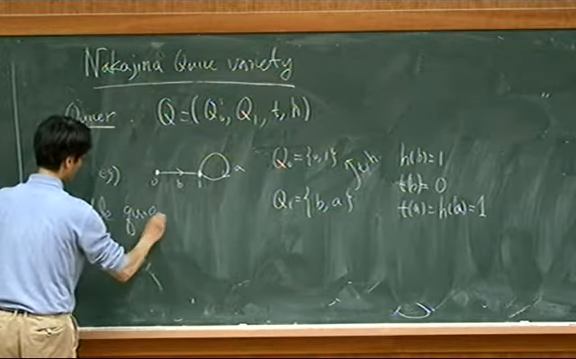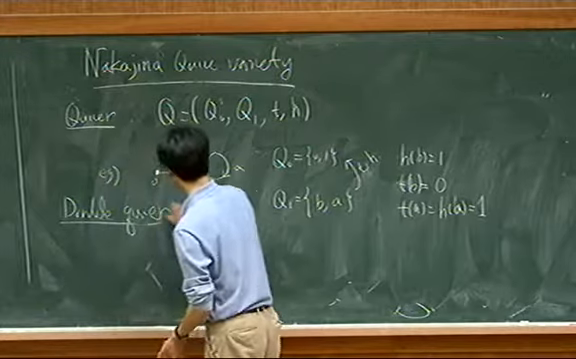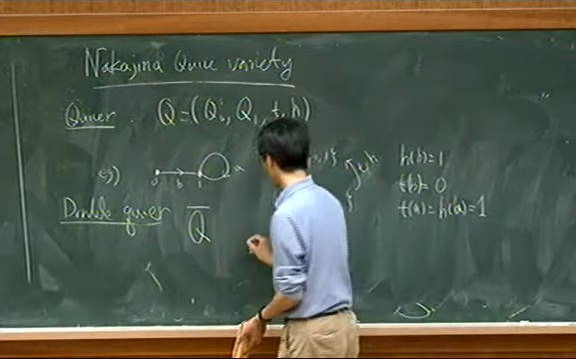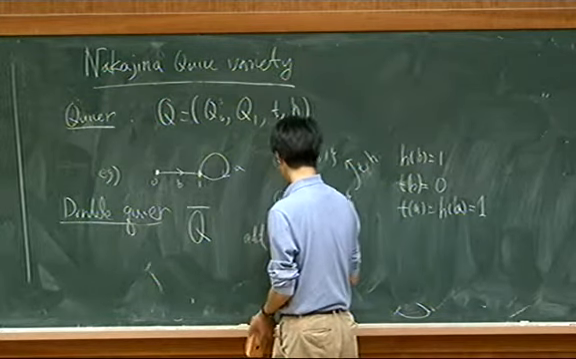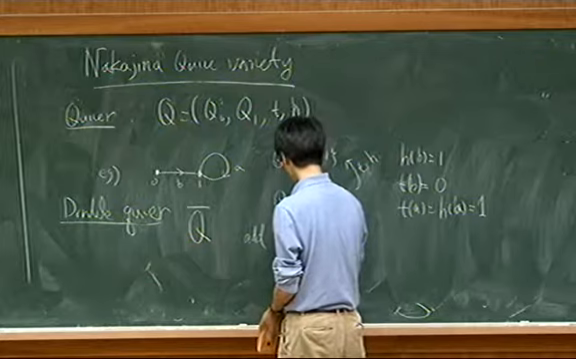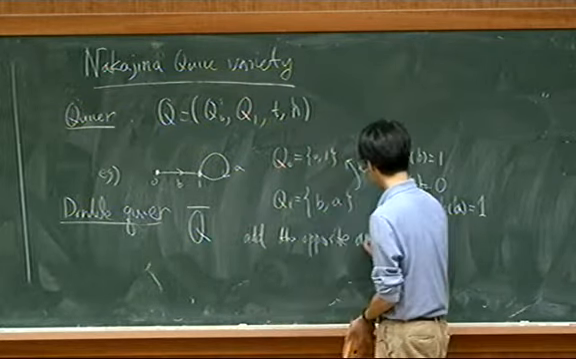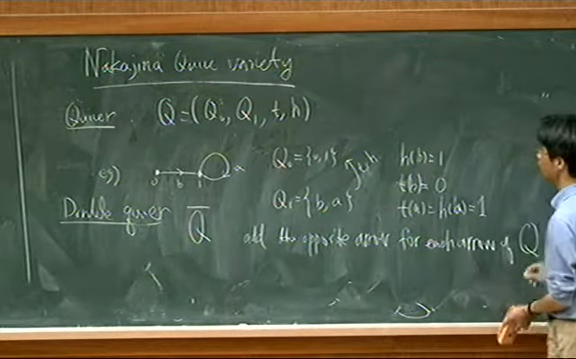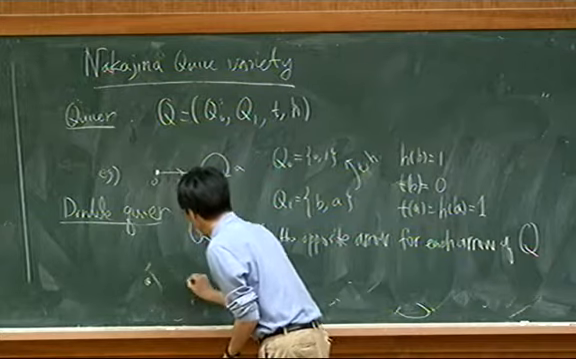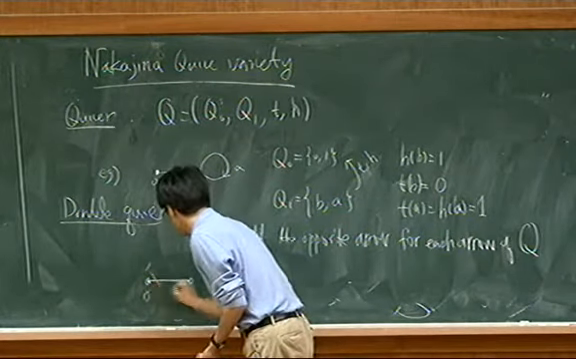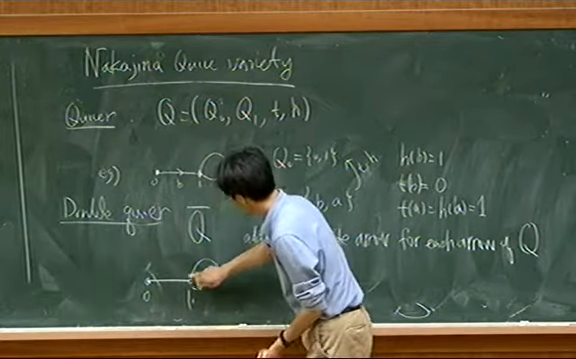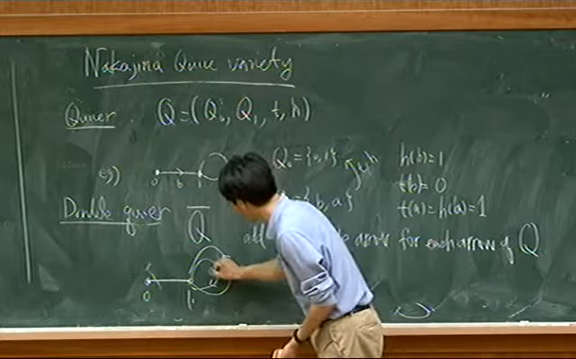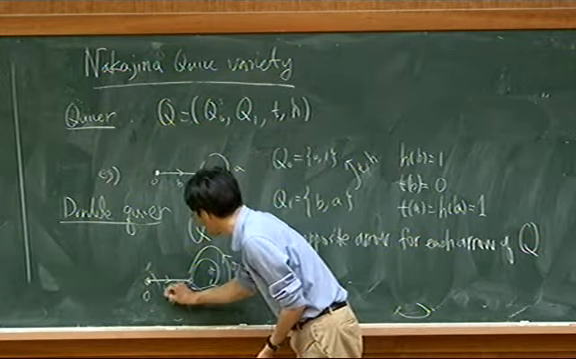Given a quiver Q, let's define the double quiver Q bar. We just double the arrows, adding the opposite arrow for each arrow of Q. In this example, the vertices are the same, 0 and 1, but we have the original arrows and then add another one in the opposite direction. Let's call them A minus and B minus.